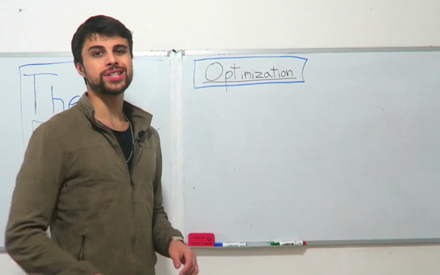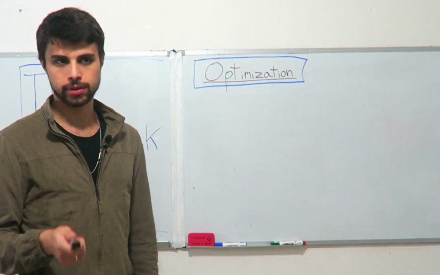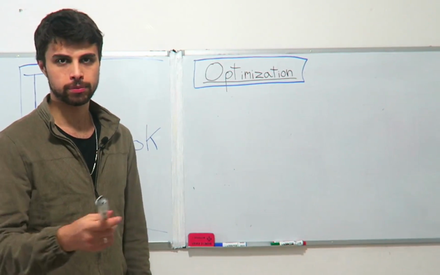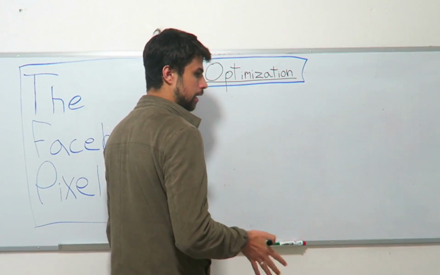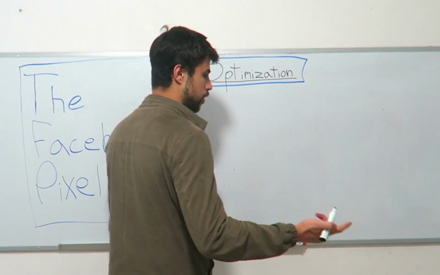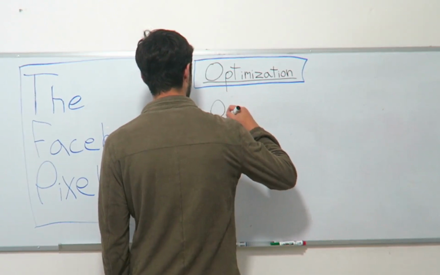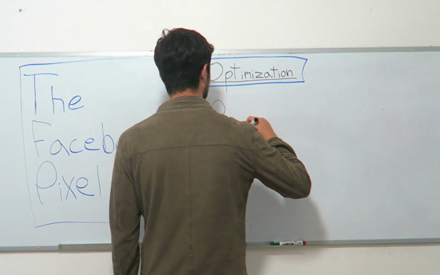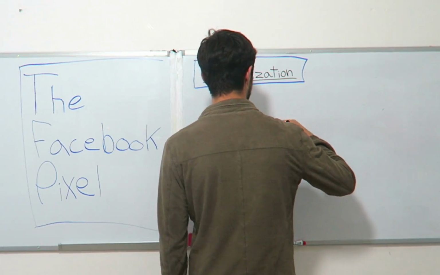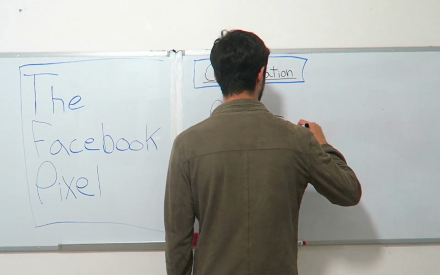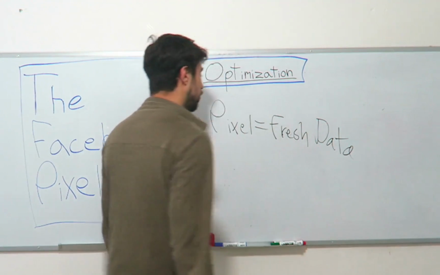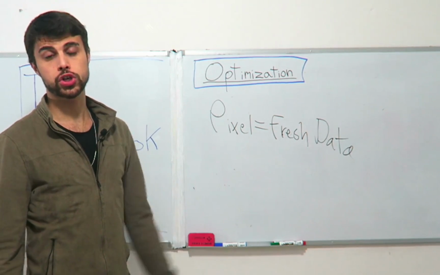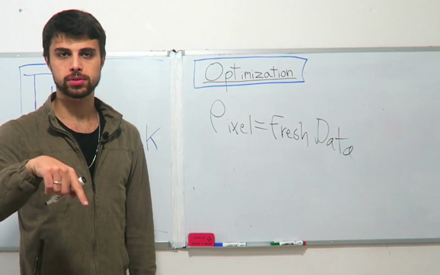Facebook works on relevant, fresh data. Now, it's not 100%. It's not like it's black and white. It prefers fresh data. So the pixel prefers fresh data. Okay? What do I mean by fresh data? Anything that happened in the last 2 weeks.